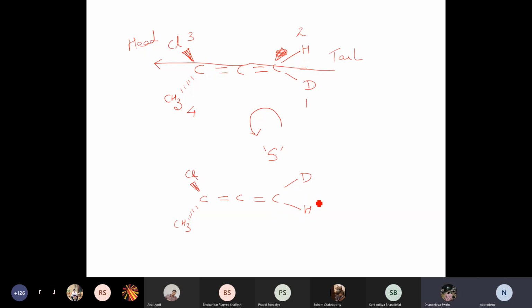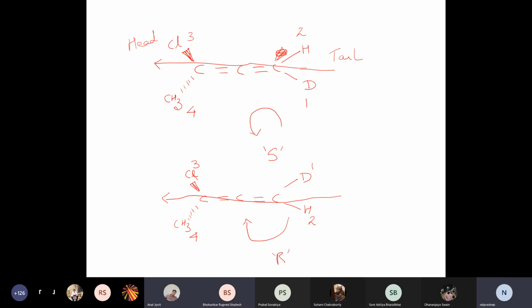Yes. Okay. I will apply the same rule. Don't worry, I won't change anything. So, what is this? This will be 1. This will be 2, and this will be 3, and this will be 4 for me. So it will be 1, 2, 3. What is it? R. So that's how they become enantiomers.